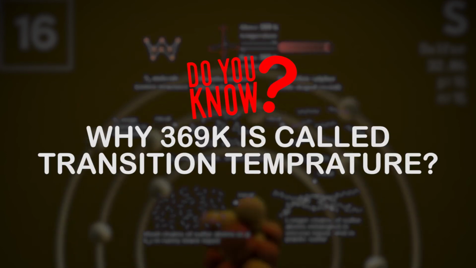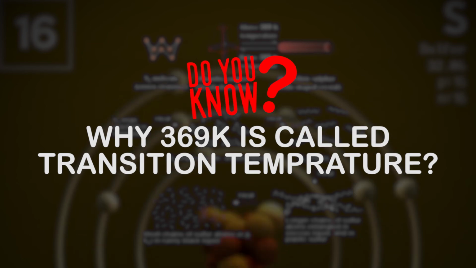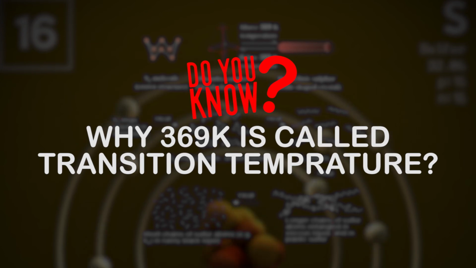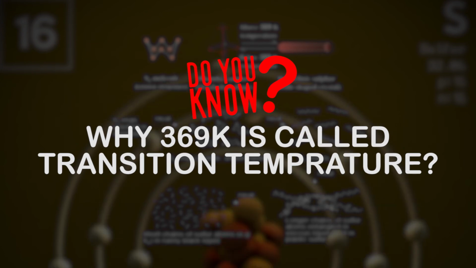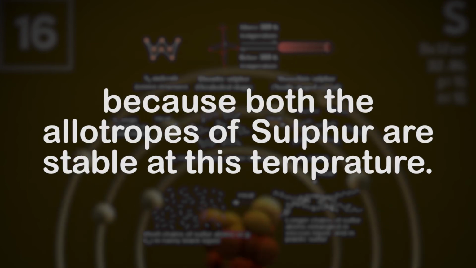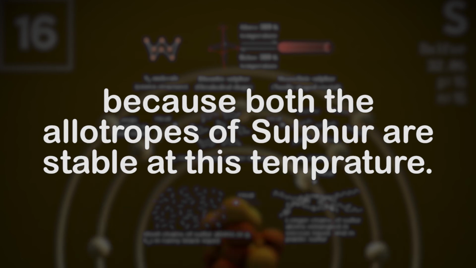Do you know why 369 K is called transition temperature? यसलाई चाहिँ किन transition temperature भनिन्छ? 369 Kelvin लाई चाहिँ transition temperature भन्नुको reason के हो? Because both the allotropes of sulfur are stable at this temperature. दुईटै allotropes of sulfur, rhombic sulfur र monoclinic sulfur are stable at this temperature.